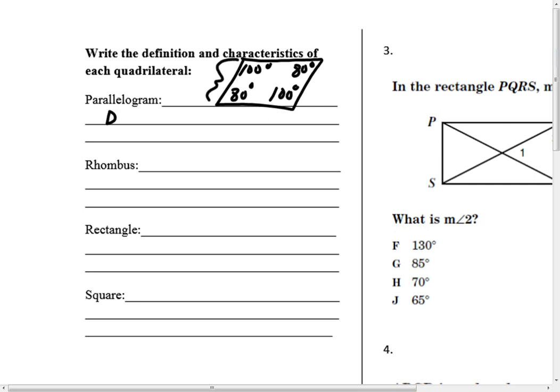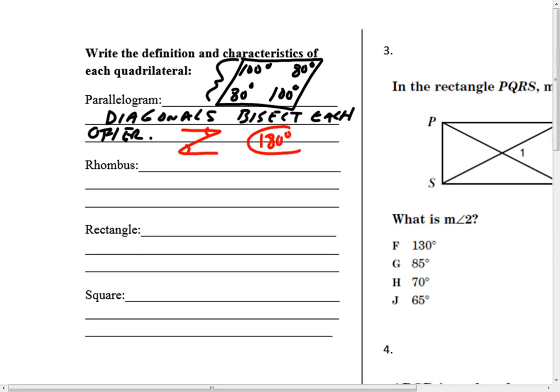Then I think to myself, what's going on with the diagonals? The diagonals bisect each other. I also think to myself of Z shapes, alternate interior, and I think of C shapes, which would be our consecutive interior. And when I'm thinking about those shapes, I think of equal angles for the alternate interior angles, and I think about 180 being inside that C consecutive interior shape. That's what goes through my mind when I think of a parallelogram.